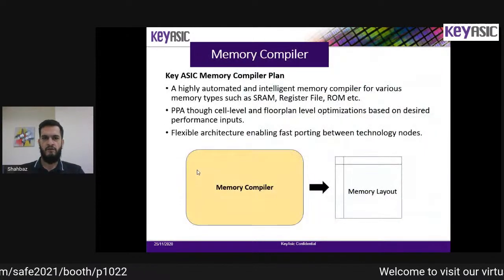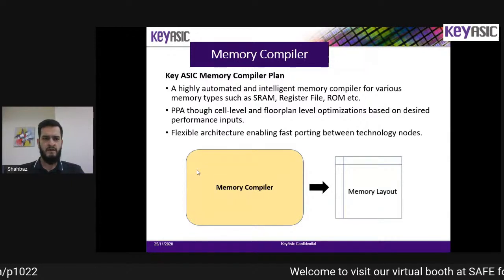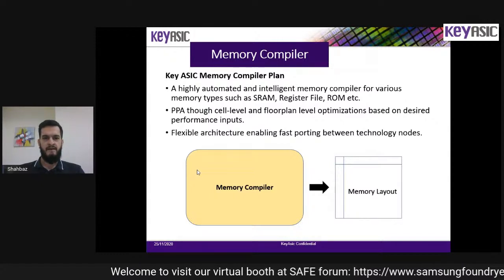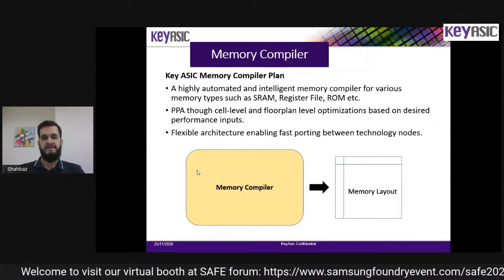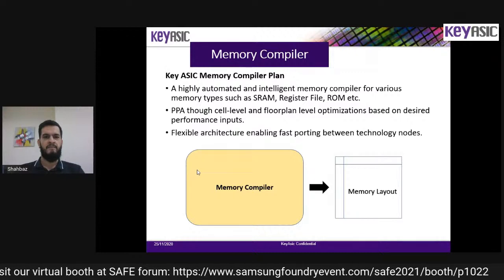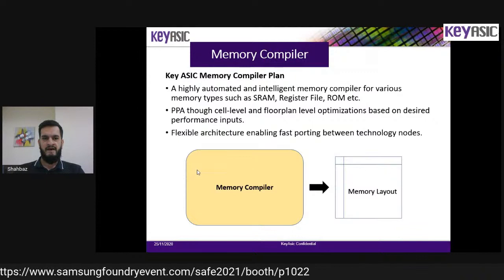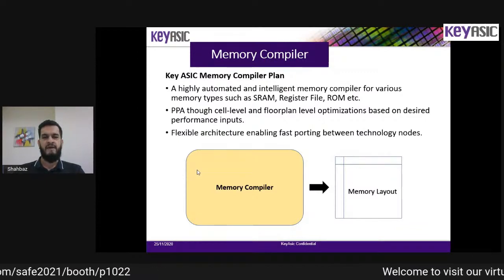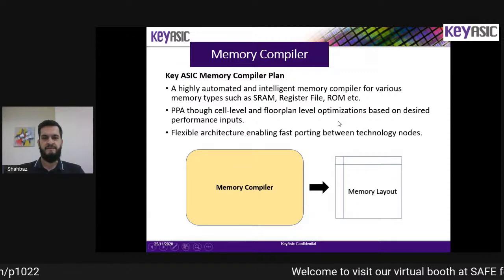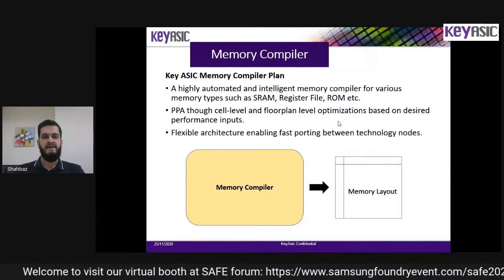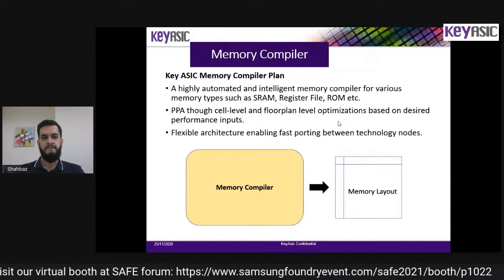Right, so coming on to the memory compiler now. The plan that ASIC has for memory compiler, and the team is currently busy developing this compiler platform. So it's basically going to be a highly automated and intelligent compiler for various types of memories, such as SRAM, register file, and ROM, which are highly needed and in demand for various SoC applications these days.